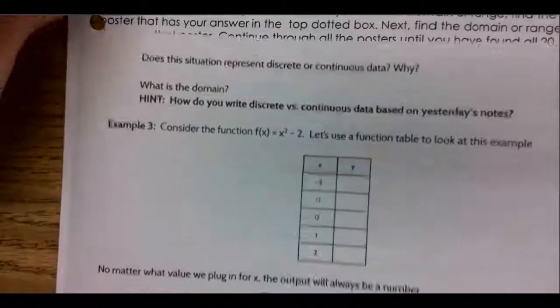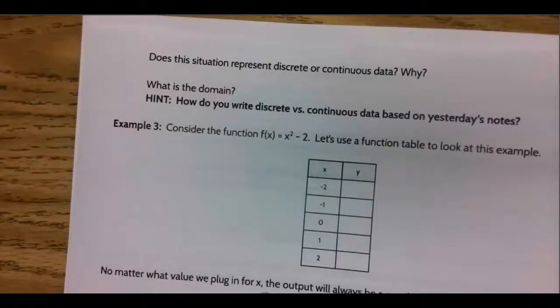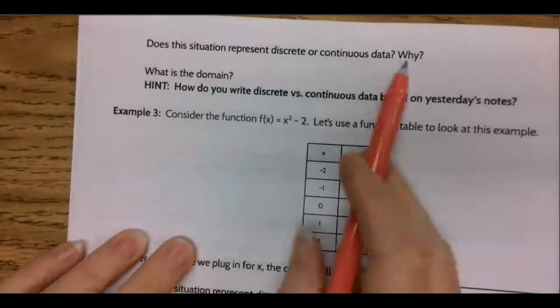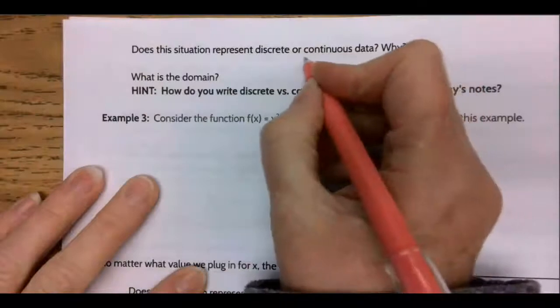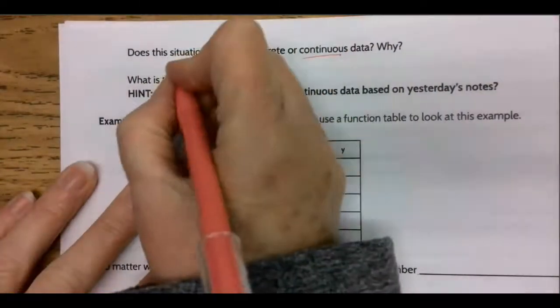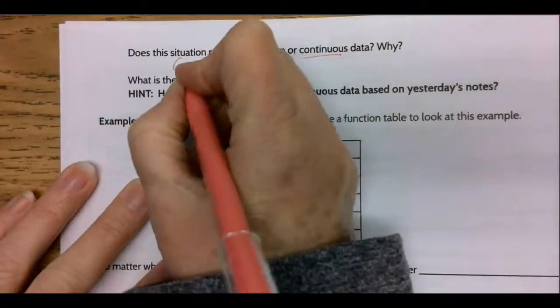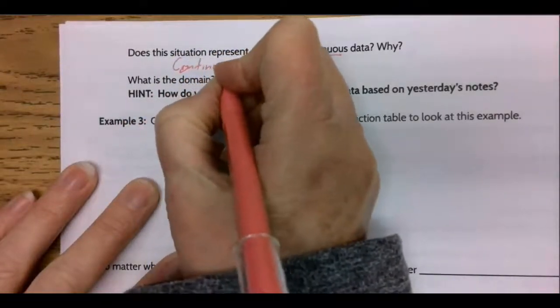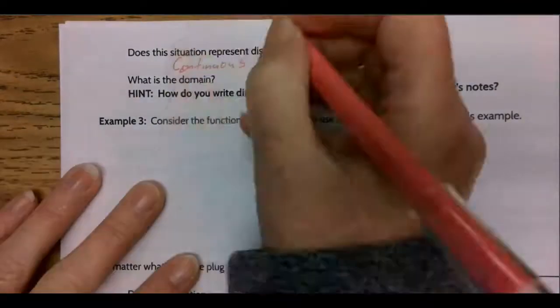So the next question is, does this situation represent a discrete or a continuous one? Well, we can see that it's got to be continuous because we came up with the square root of 6. So we know that it's continuous. I can't spell today. Continuous data.